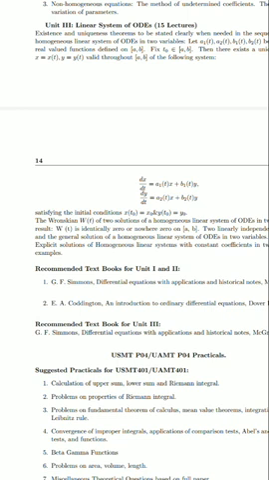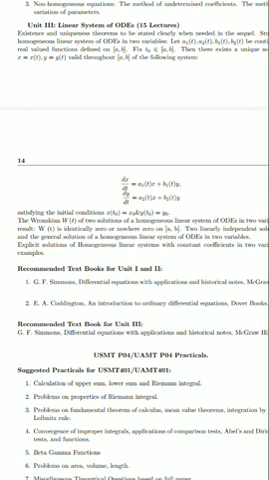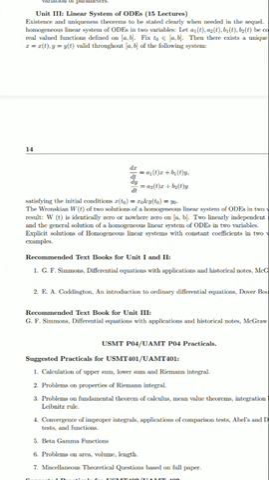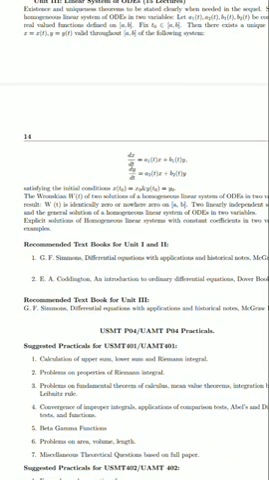The Wronskian of two solutions of a homogeneous linear system of ordinary differential equations in two variables results: the Wronskian W(t) is identically 0 or nowhere 0 on the closed interval [a,b], two linearly independent solutions, and the general solution of a homogeneous linear system of ordinary differential equations in two variables. Explicit solutions of homogeneous linear system with constant coefficients in two variables.